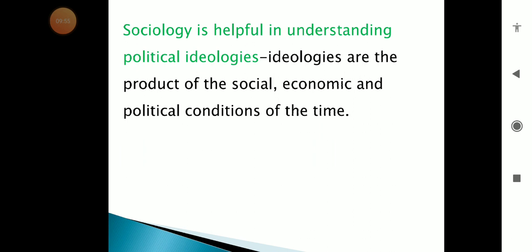Sociology is helpful in understanding political ideologies, because all ideologies are the product of the social, economic, and political conditions of the time. So all ideologies originate due to the conditions of the time. What kind of conditions? Social condition, economic condition, and political condition of the time. Right? So sociology is helpful in understanding political ideologies too.